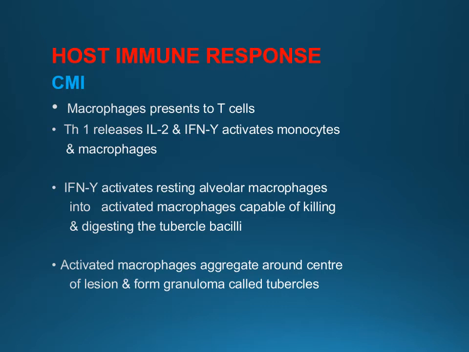So a granuloma will be formed. And what is this granuloma? In the center is where the lesion is present. The center has the epithelioid cells and giant cells, surrounded by monocytes and fibroblast cells. So this whole is called the granuloma, and this granuloma is called the tubercle.